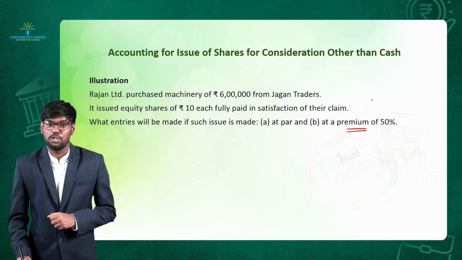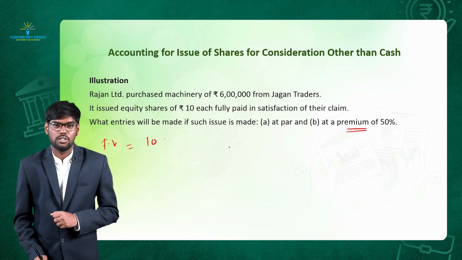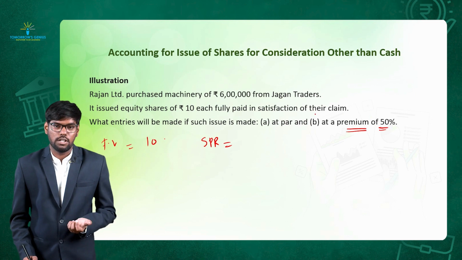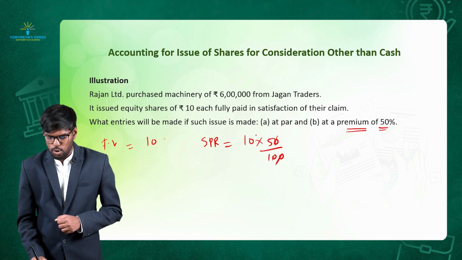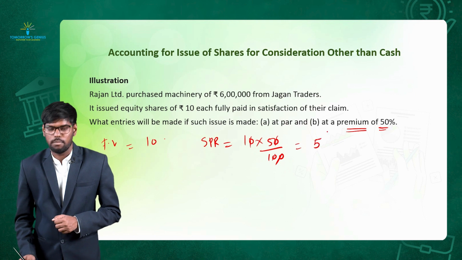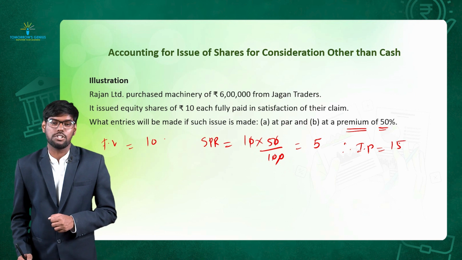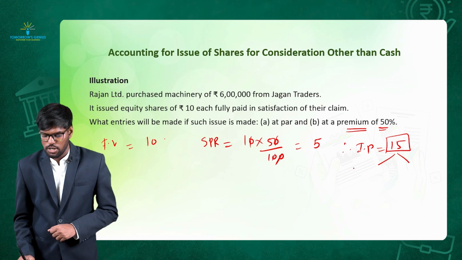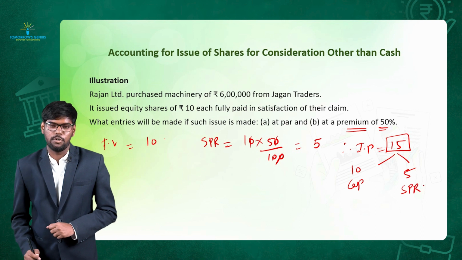So first of all, we have to calculate the issue price here. What is the face value of one share? The face value of one share is 10 rupees. What is the securities premium reserve amount? That is 50%. So 50% on what? We have to calculate 50% on face value only, right? So 10 multiplied by 50%, I will be getting 5 rupees as a securities premium, right? Therefore, the total issue price is 15 rupees. So in that 15 rupees issue price, there are two amounts, 10 rupees towards the capital account and 5 rupees towards the securities premium reserve account, right?